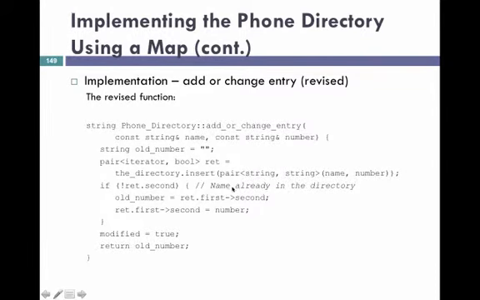And if that person is already in the directory, then we'll use the iterator to grab the old number and to reset, change that phone number to the new number. And then we can return this. So here we only do one lookup into our table, or into the map.